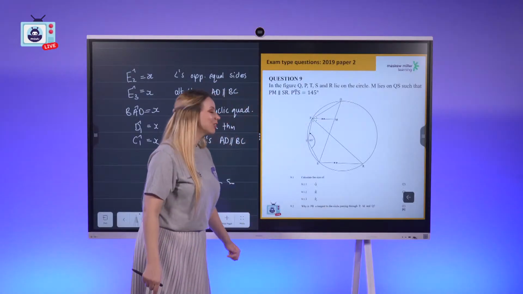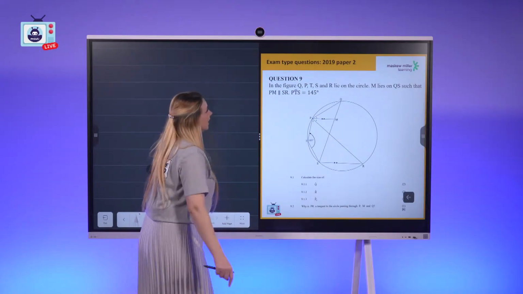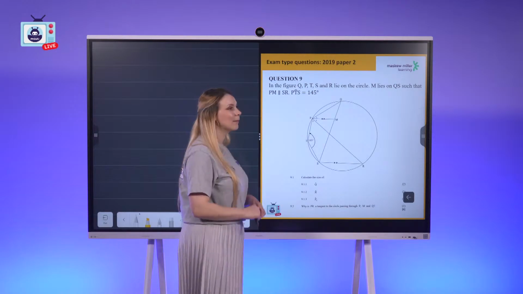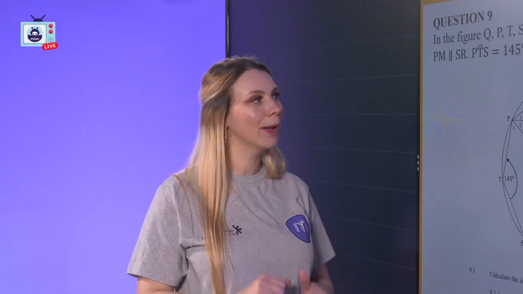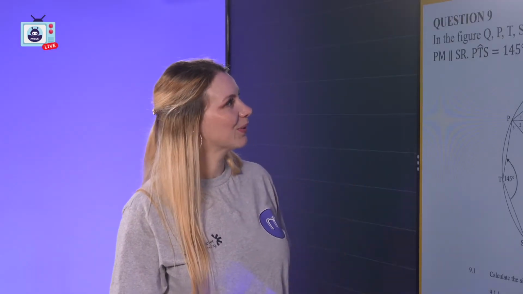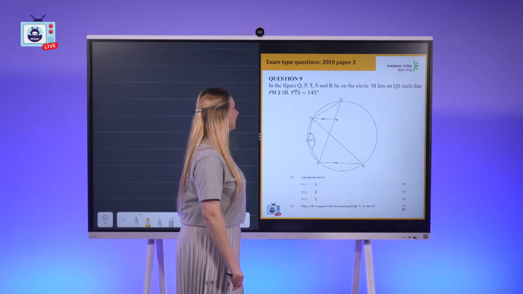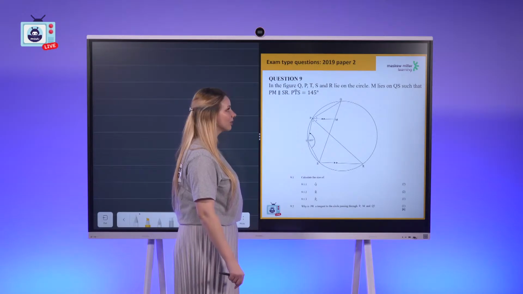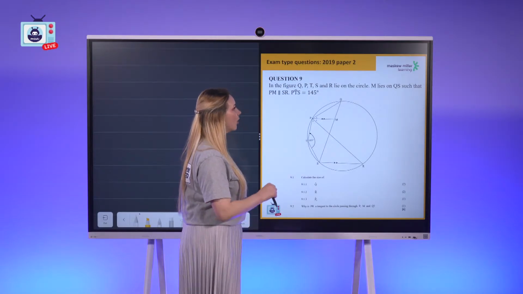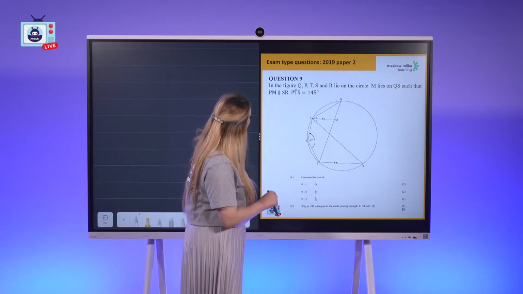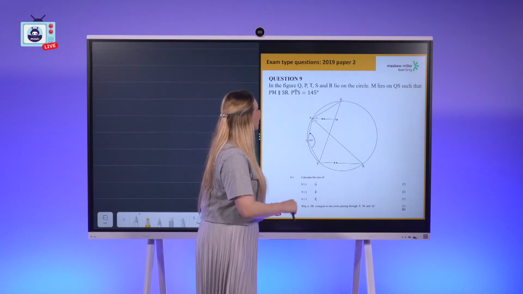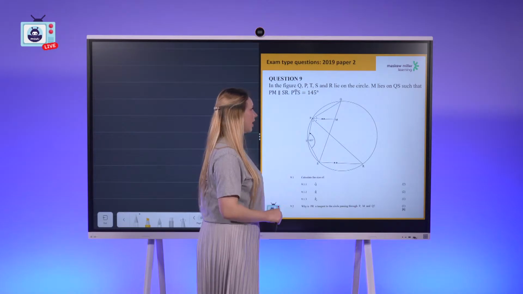All right, we're going to go through another question. Question 9, this comes from the DBE website. It is 2019, paper 2. Euclidean geometry is in your paper 2. And let's go through it. So it says, in the figure, Q, P, T, S, and R lie on the circle. M lies on QS such that PM is parallel to SR and PTS is equal to 145 degrees.